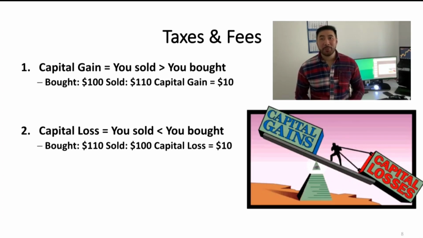Finally, we come to the taxes and fees. So you can buy and sell a stock for a gain, or you can buy and sell a stock for a loss. A capital gain is simply when you sold for greater than you bought it for. Say you bought a stock for $100 and you sold it for about $150. That is called a capital gain of $50.